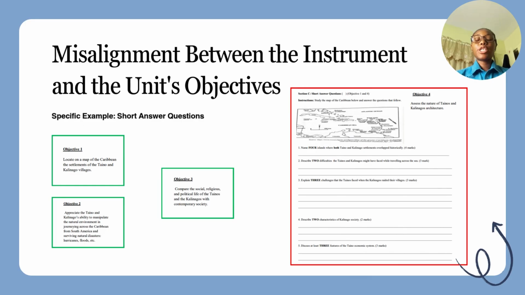Moving on to section C, which is the short answer questions. So there's an alignment error. The section claims to cover Objectives 1 and 4. However, the questions cover content related to Objectives 1, 2, and 3, but lack any item that genuinely assesses Objective 4, which is to assess the nature of Tainos, Kalinagos, and architecture.